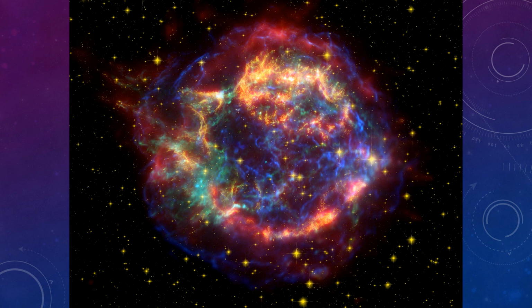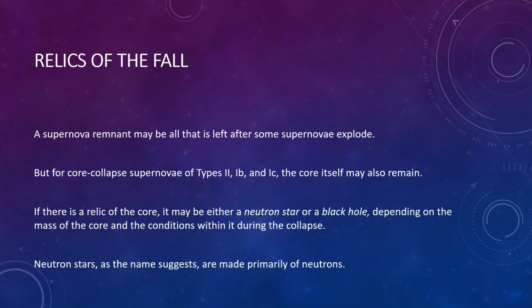So I'm going to leave you with two slides here. This is just an idea of the relics of the fall, and then I'll show you an image showing this. A supernova remnant may be all that is left after some supernovae explode. But for core collapse supernovae of types 2, 1b, and 1c, the core itself might remain. If there is a relic of the core, it may be either a neutron star or a black hole, depending on the mass of the core and the conditions within which it collapsed. Neutron stars, as the name suggests, are made primarily of neutrons. Black holes, well, you've probably heard of those, and if we have time, we'll get to them.